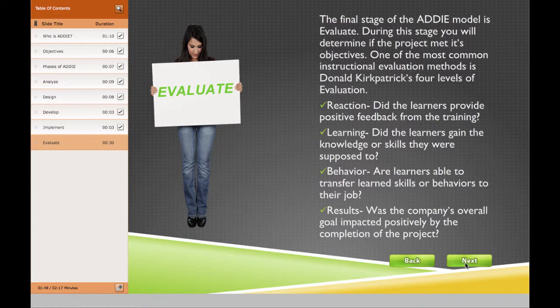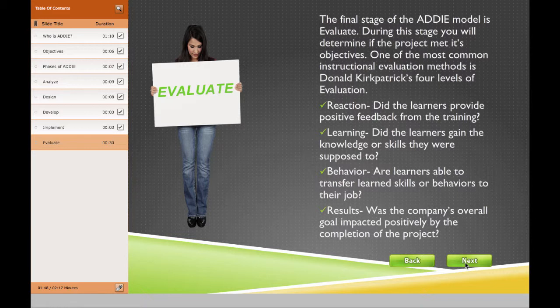Evaluate. The final stage of the ADDIE model is evaluate. During this stage, you will determine if the project met its objectives. One of the most common instructional evaluation methods is Donald Kirkpatrick's 4 levels of evaluation.